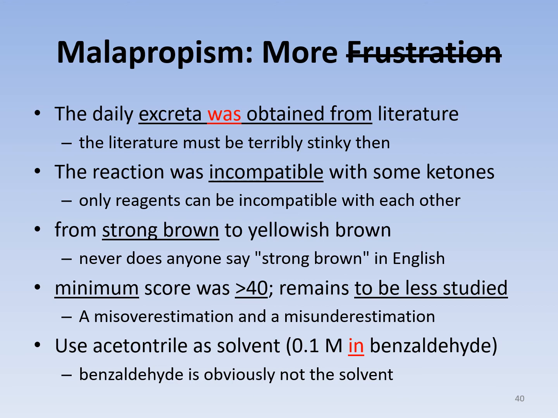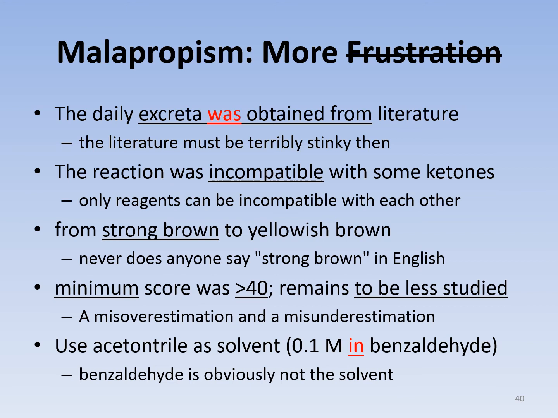And your reaction cannot really be incompatible. It's only the reagents being incompatible with each other. And this is what I found in an essay written by a Chinese writer. Like, nobody in English really says "strong brown," so this has to be changed. And this is something that I come across quite often: "a minimum score of more than 40." So either you have a score that is more than 40, or you have a score of a minimum of 40. And this is also something that I came across.